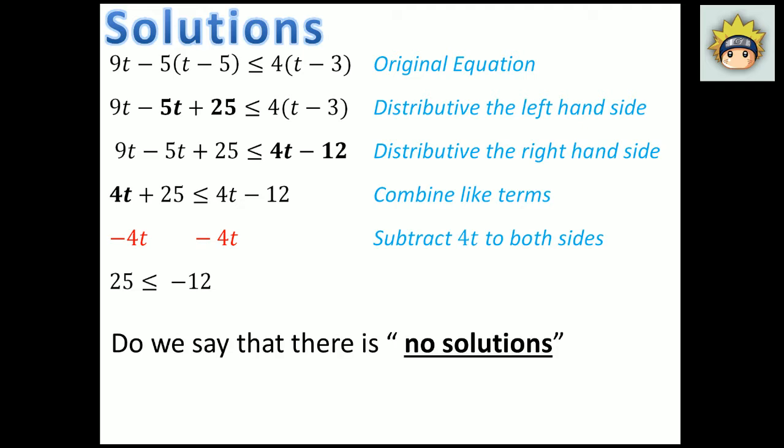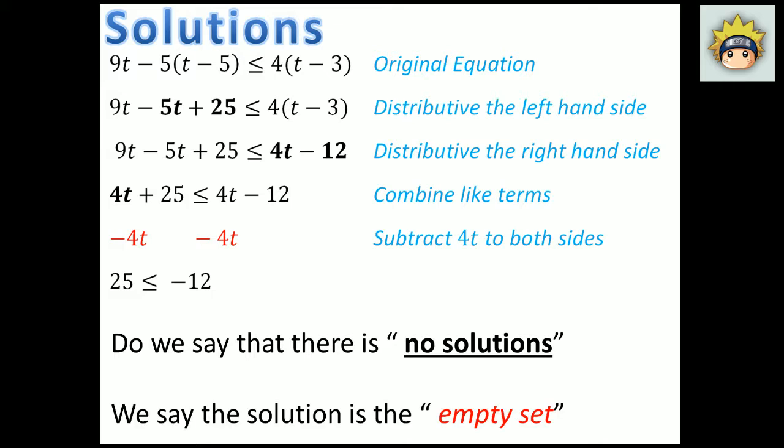So do we say that there is no solution like before? No. We actually say the solution is the empty set. Okay, we do not say no solution. We say that the solution is the empty set because remember, an inequality gives you a list of numbers, or a set of numbers. In this case, we say the solution is called the empty set.